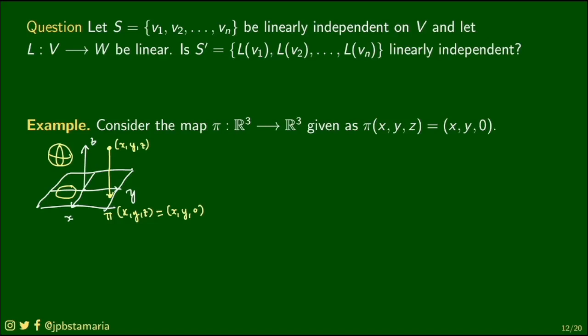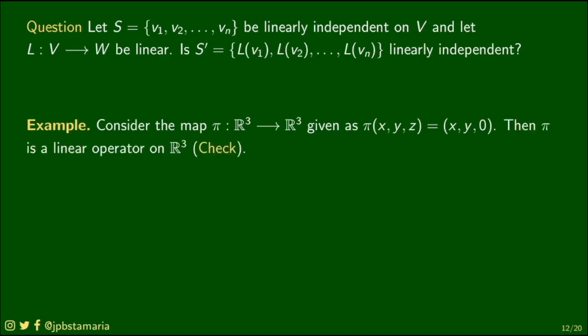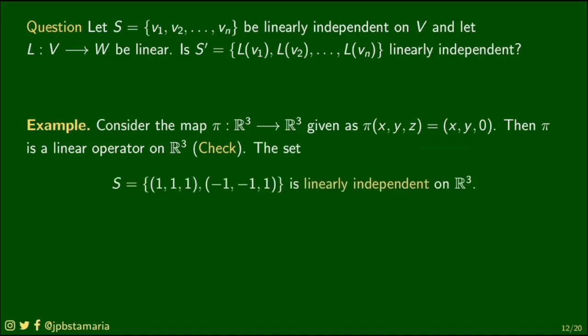You can check that this projection map is actually a linear operator on R3. This is not hard to check because the formula is quite simple. If we look at the set containing (1, 1, 1) and (-1, -1, 1), notice that this forms a linearly independent set.